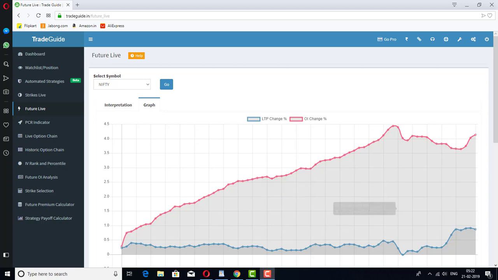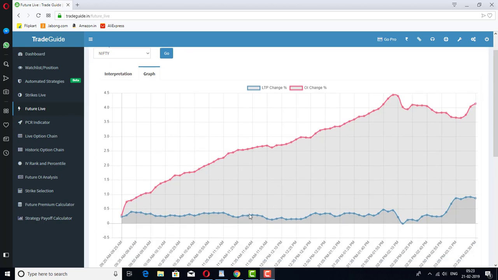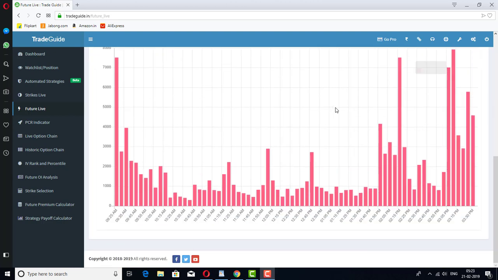So we can easily see this here in a chart format, and these intervals are of 5 minutes each. It is from 11:40 to 11:45, 11:45 to 11:50. So you can see in every 5 minute time interval how the premium has changed and how the open interest has changed. Okay, and below that you have a histogram chart.